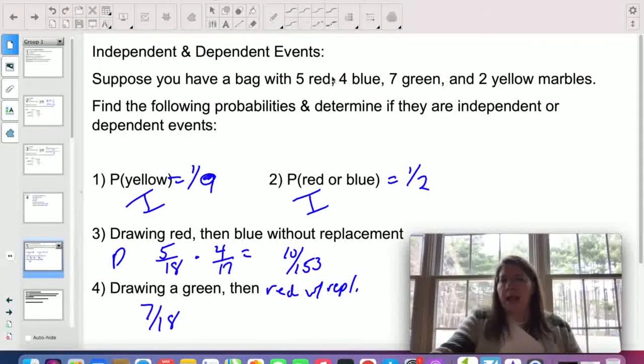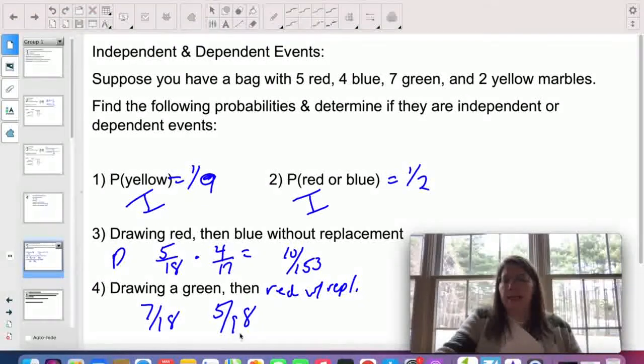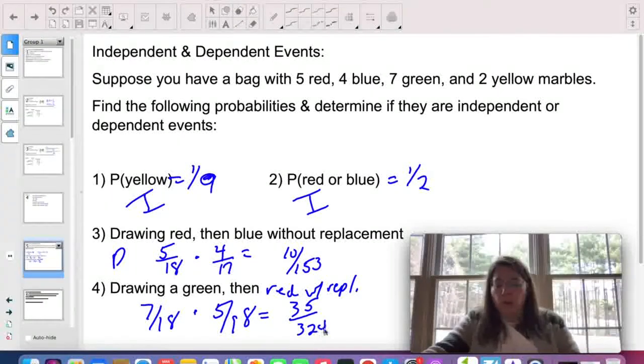If we draw a red out of that, we would have a 5 out of 18 for our probability of drawing a red. The probability of both of these things is what we get when we multiply those two things together. And that is 35 over 324. And since the first marble was replaced, this is an independent event.